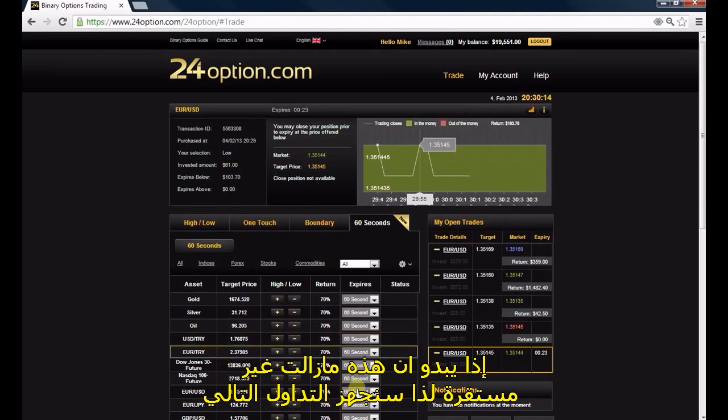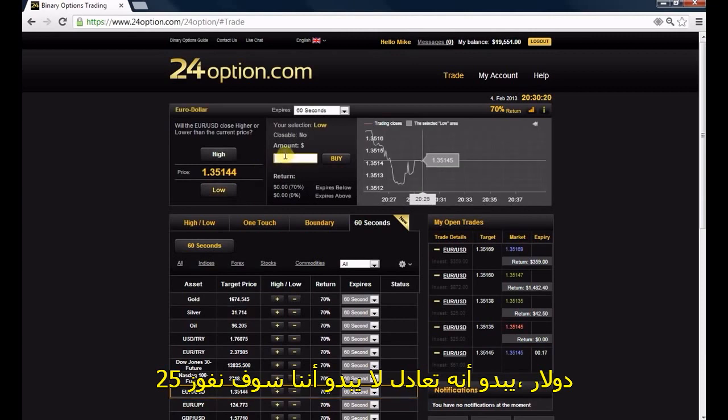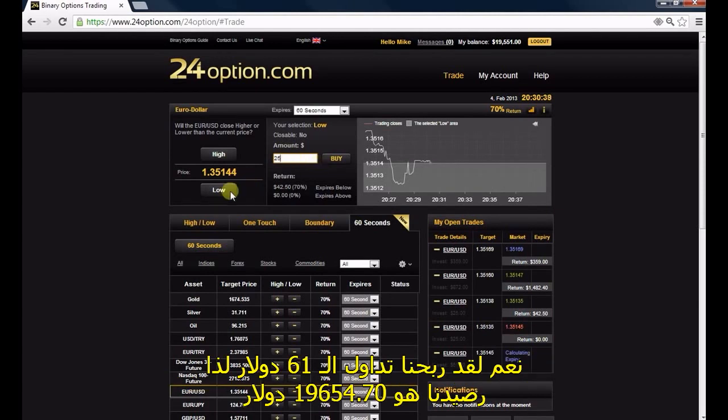So looks like this one's kind of hovering around. We're gonna want to go to the Euro US dollar again, hit low, go with $25 again. Now it may tie. Regardless, okay, it looks like we're gonna win this one. We want to continue with $25. Okay, we won that $61, so we got our $17. Here again, our balance is $19,654.